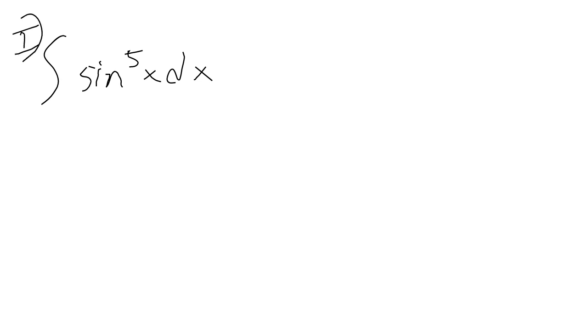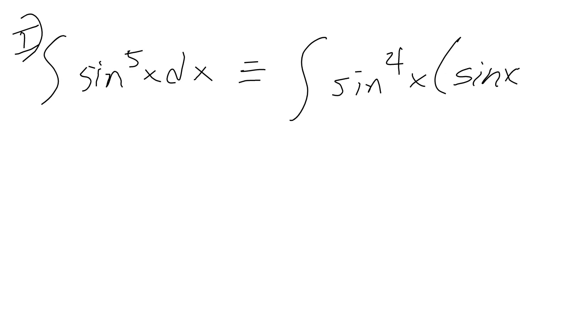And of course, this is odd, n is odd. So if I have sine to an odd power, or if I have the antiderivative of cosine to an odd power, we're going to pull out a sine, or we're going to pull out a cosine. Okay, and then we're going to use the identity. So the way we did this is we rewrote this as the antiderivative of sine to the 4th. When I pull out a sine x, I'm going to put it with the dx so that this is together here.